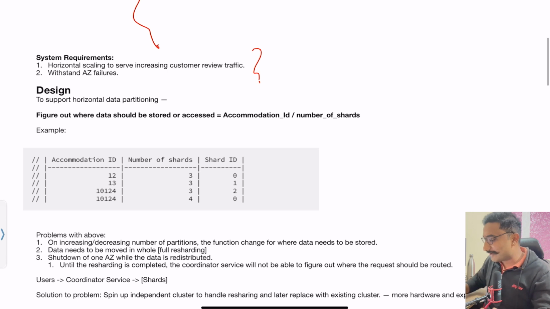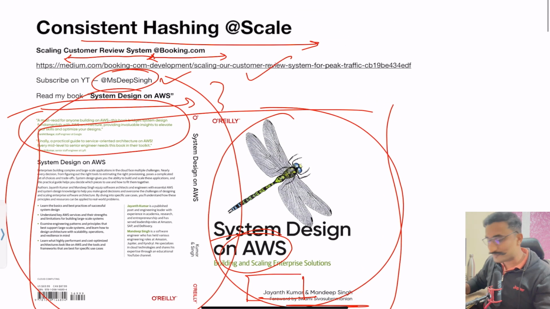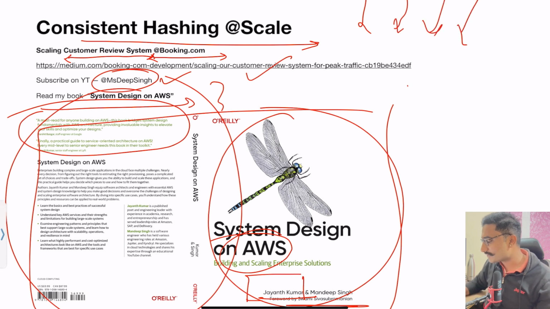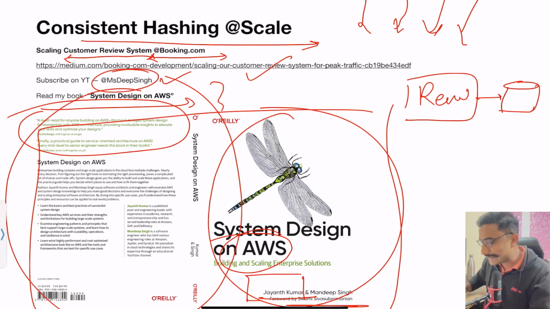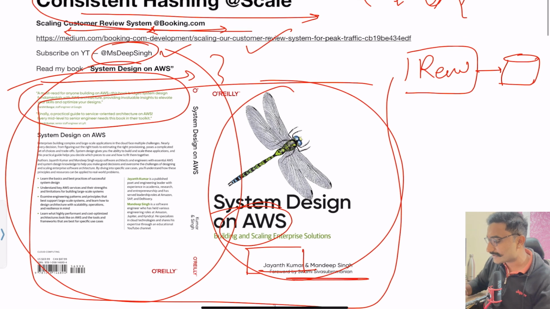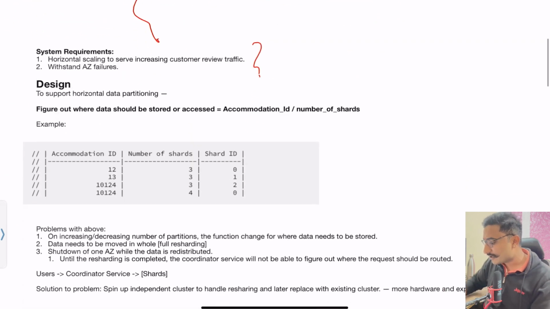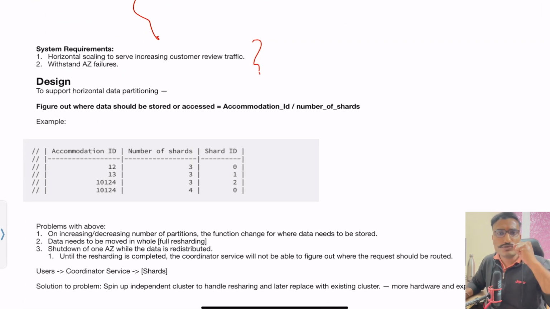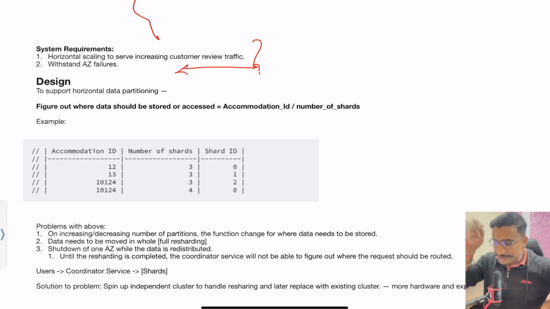The idea behind today's video is that we have already deployed this customer review system. You have a review system, and it stores reviews in a database. Now we are trying to scale it, which is our heading as well, consistent hashing at scale. So our requirement is to ensure horizontal scaling to serve increasing customer review traffic. Another requirement is to withstand AZ failures.